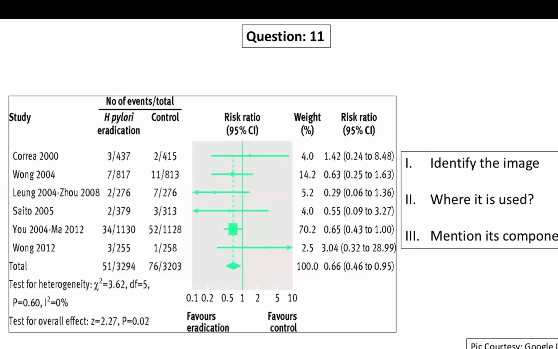Okay. So you needed to know about the forest plot. So this is the forest plot, which is basically used in case of meta-analysis. Okay. So you'll be asked to identify this image. This is the forest plot, basically used in meta-analysis.